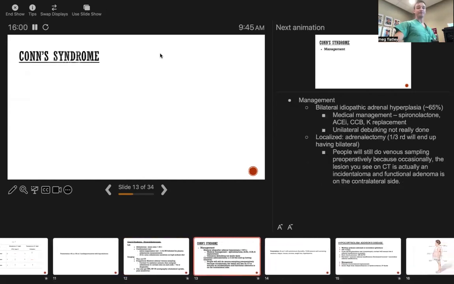So now the management. Around 65% of the time, Conn syndrome is not unilateral, it's actually bilateral. And how do you manage a bilateral idiopathic adrenal hyperplasia? Yeah, you just do medical management. You do your ACE inhibitors, spironolactone, calcium channel blockers, potassium repletion, all that good stuff. Can you cut out one of the adrenal glands to help? I probably wouldn't. Yeah, it's been described. I probably wouldn't.